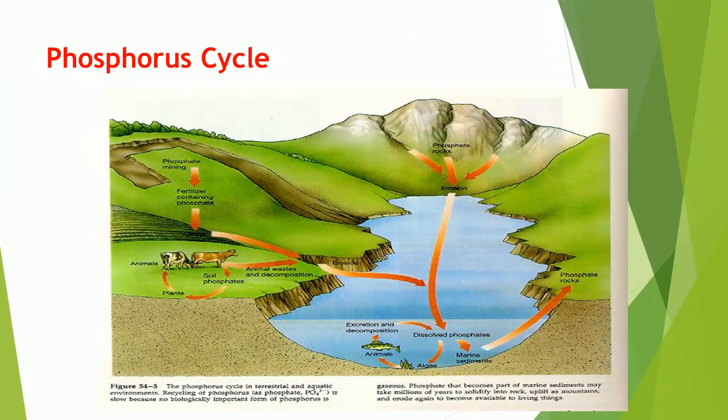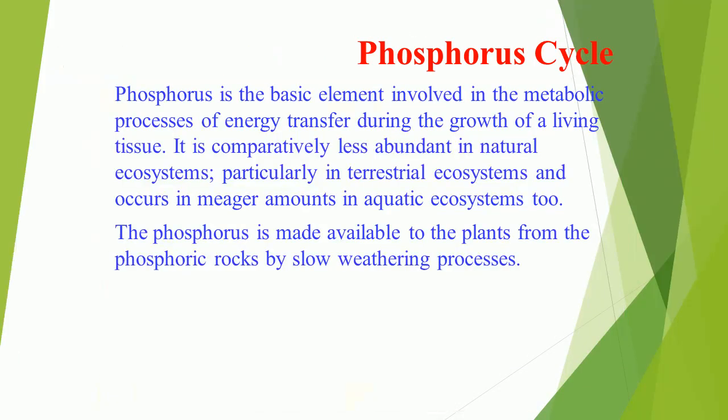Phosphorus cycle. Phosphorus is the basic element involved in the metabolic processes of energy transfer during the growth of a living tissue. It is comparatively less abundant in natural ecosystems, particularly in terrestrial ecosystems, and occurs in meager amounts in aquatic ecosystems too. The phosphorus is made available to the plants from the phosphoric rocks by slow weathering processes.